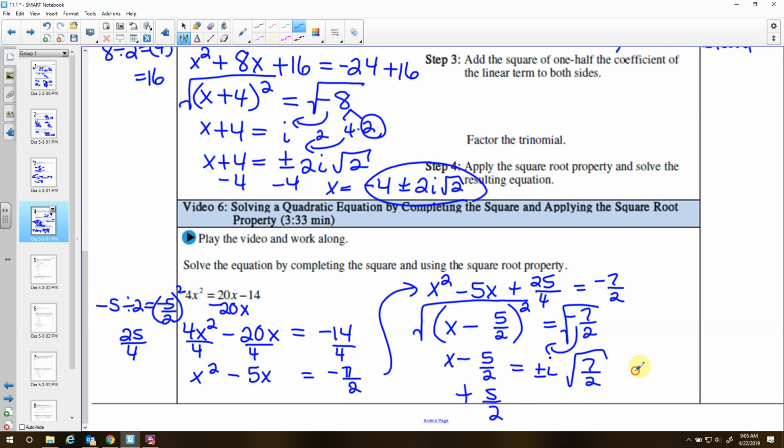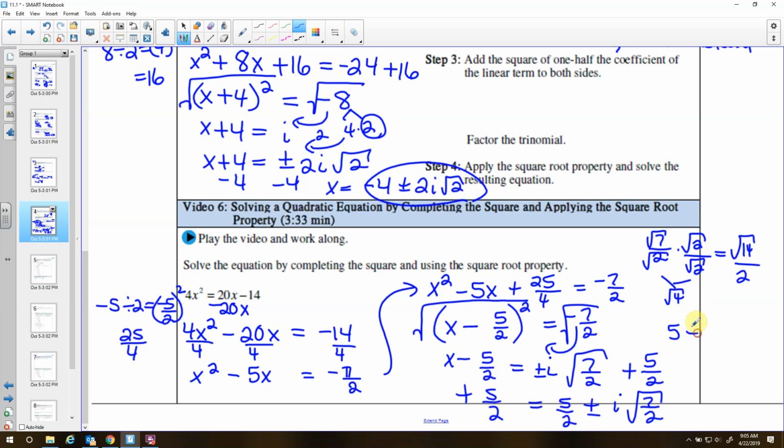Add 5 over 2 to both sides. So I've got 5 over 2 plus or minus i square roots of 7 over 2. Now, I cannot leave that square root of 7 over 2. I can't leave that 2 in a fraction because it's a square root of a fraction. So I'm going to come up here, square root of 7 over 2. Let's rationalize it. So that's square root of 14 over, that would be square root of 4, which is 2. So I really have 5 plus or minus i square root of 14 over 2.